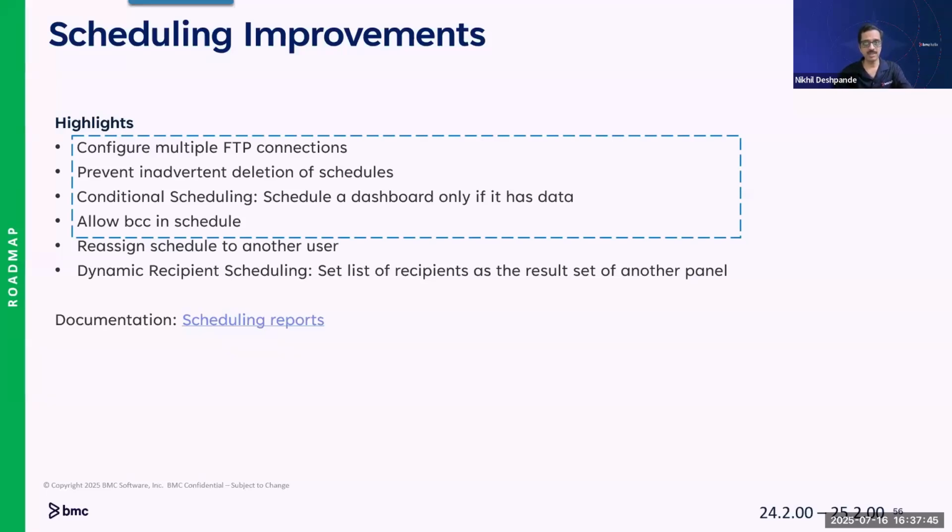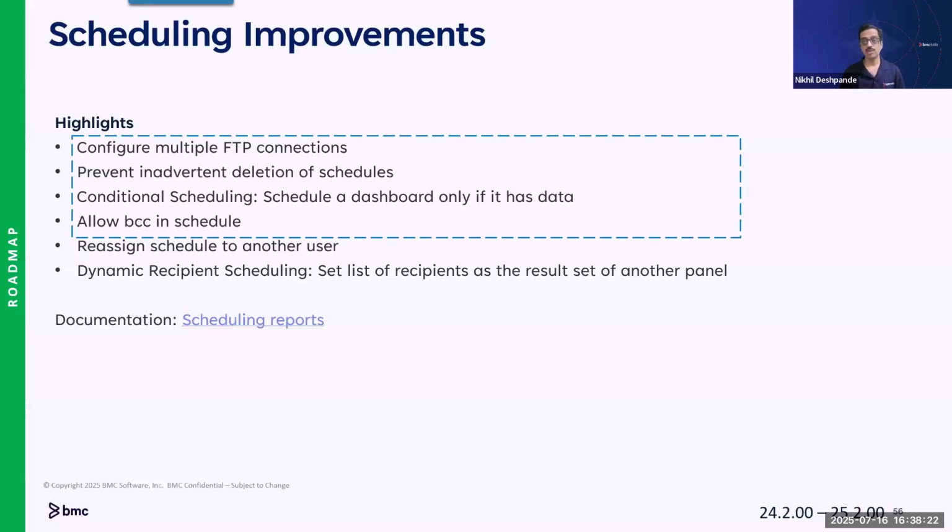Scheduling is another area that most customers rely on, and we have done several improvements over the past year or so. The ability to configure multiple FTP connections from within Helix dashboards. Sometimes we've seen that some customers inadvertently deleted schedules. So we now have enough guardrails in the product to ensure that if someone tries to delete schedules, it becomes a little harder. You can't just accidentally delete schedules now. We've made it a little harder in the interest of protecting your schedules.